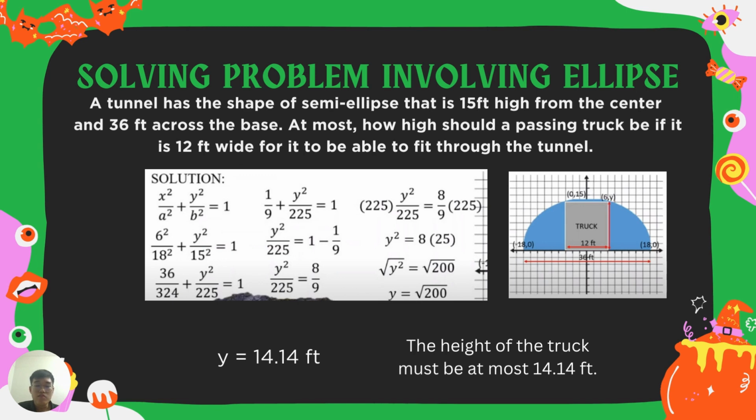Firstly, we will draw the shape of the semi-ellipse in a diagram, in a graph. Secondly, we will apply the formula x squared over a squared plus y squared over b squared equal to 1. So we just substitute the values to make the calculation. We get the final answer y equals 14.14 feet. So from that we can get a conclusion: the height of the truck must be at most 14.14 feet.